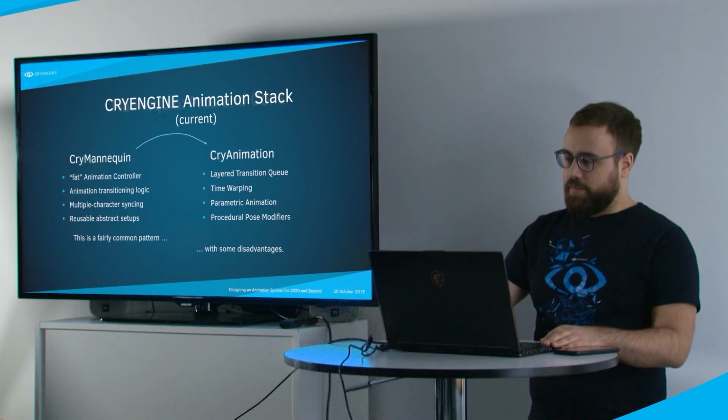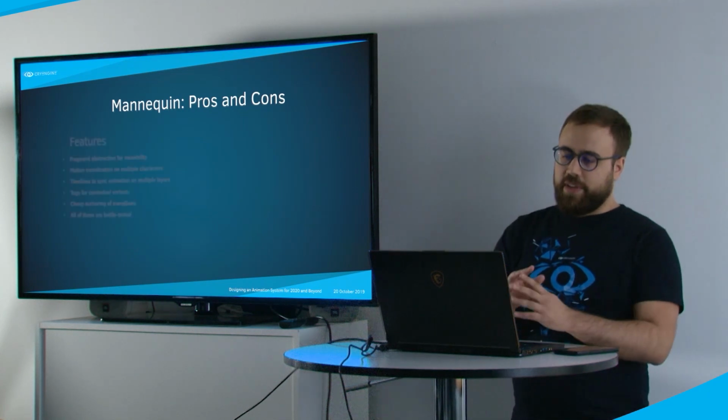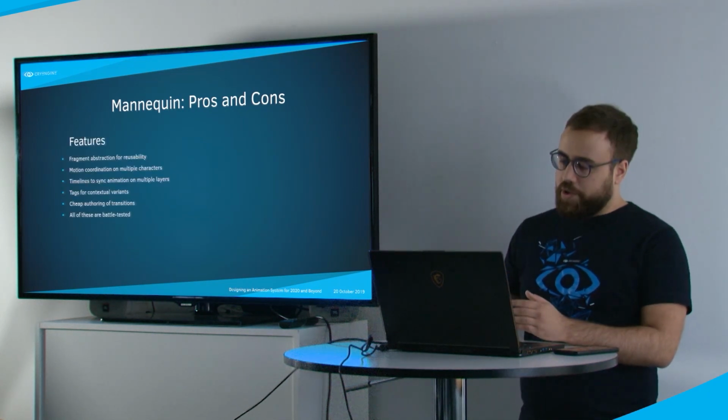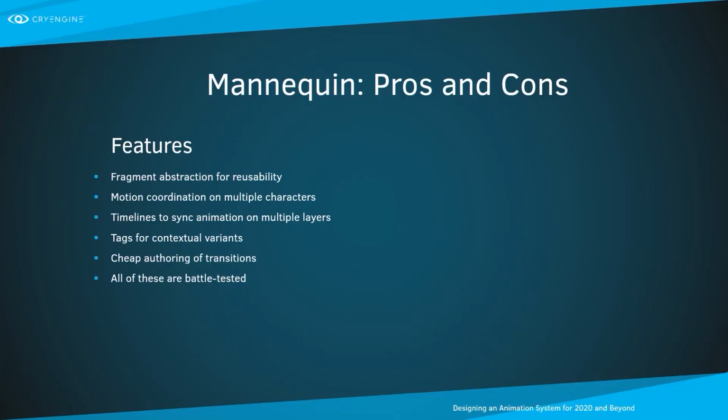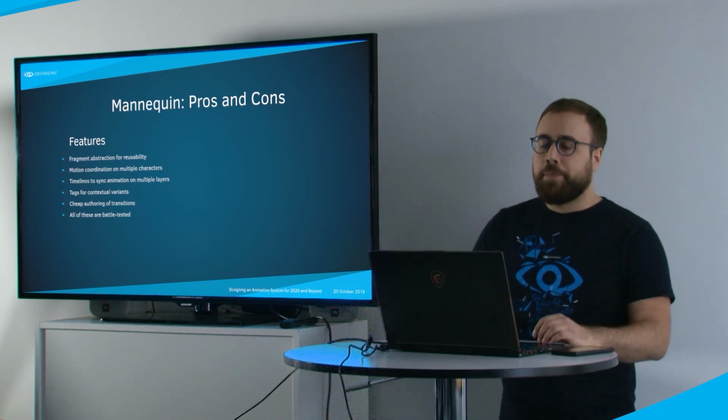So first, let's look at Mannequin more in detail. Mannequin has a set of features that have been used to ship numerous games, including Crysis 3, Ryse: Son of Rome, Hunt: Showdown, both of our VR games, Robinson and Climb, and also Kingdom Come: Deliverance, one of our licensees. And these features are very, very useful and allow you to create character setups that scale well when a game gets large. And all of these features are pretty much battle tested, and we know they work. We know they're good ideas, most of them.